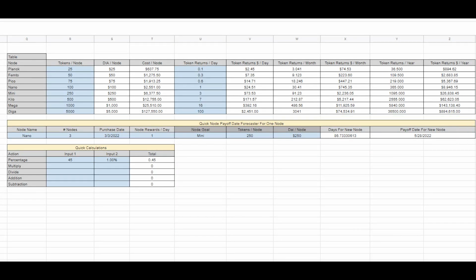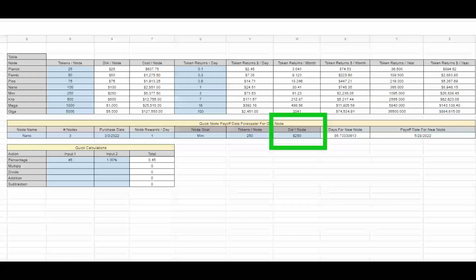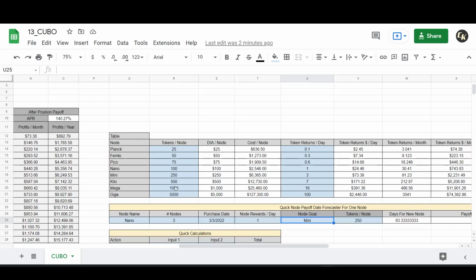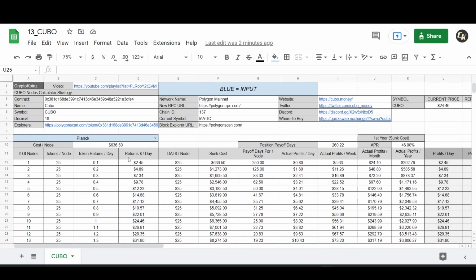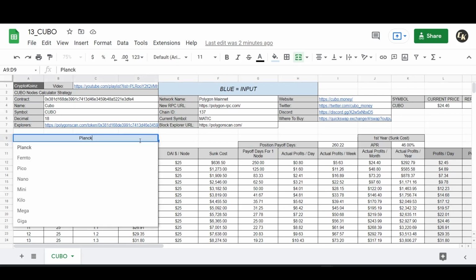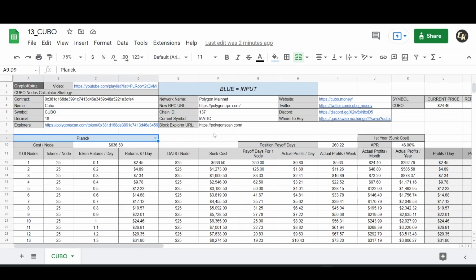So you will also have to put the DAI per node here so that it calculates for that cost as well. So the information in this table is being generated over here, and this is all automated. If we go to the first one here, Planck, this is the lowest barrier cost to entry. And right now, if you want to get 1 Planck, it costs $636.50.